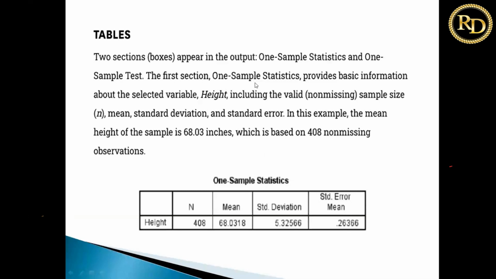The first section, One-Sample Statistics, provides basic information about the selected variable, height, including the valid, that is non-missing, sample size, mean, standard deviation, and standard error. In this example, the mean height of the sample is 68.03 inches, which is based on 408 non-missing observations. It means all non-missing observations here are 408.